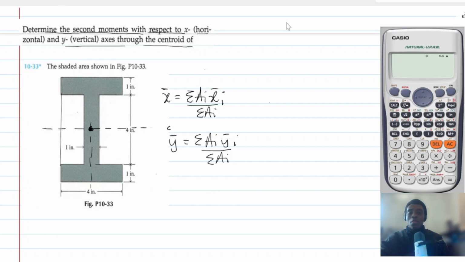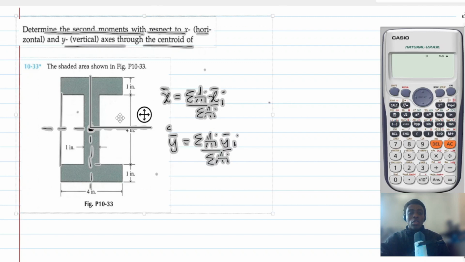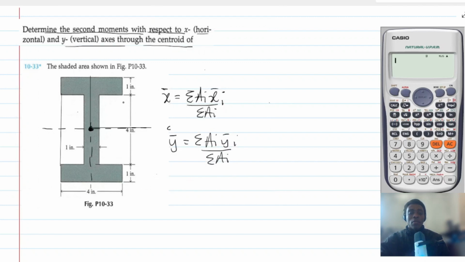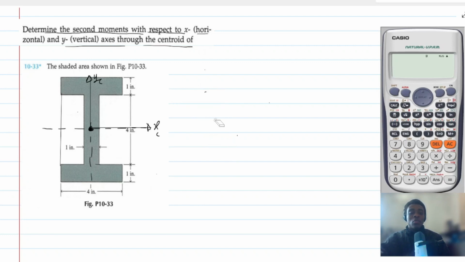Let me do it well. It's going to be something like this. Now we've got our yc and then our xc, so we are not going to use this formula. But what is our xc and our yc?